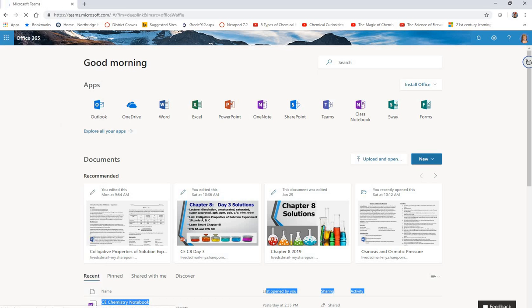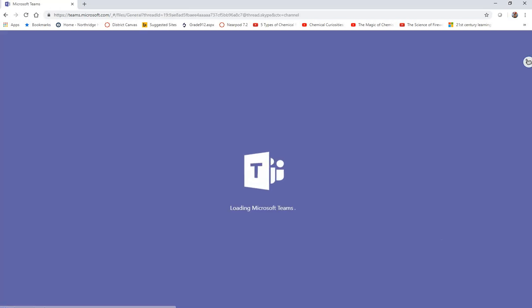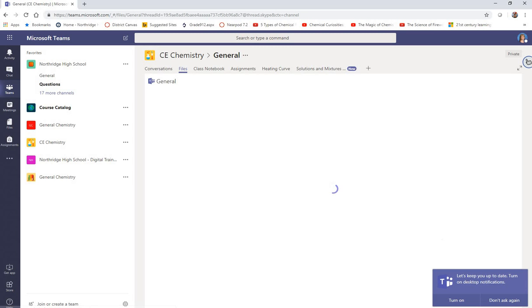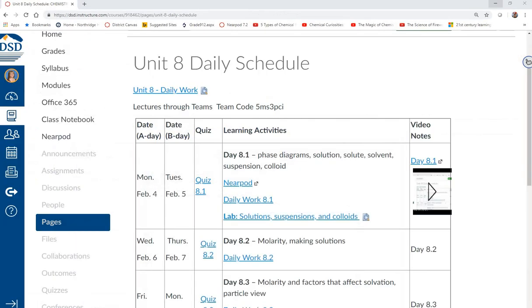Okay? So you click on Teams. And Teams comes up. Hopefully. Takes a minute. Okay, so I have some things up there for you. You won't see things because you haven't joined my team. So let me come back down, and this is me learning too. So I have given you a code right here, 5MS3PCI. That is our team, as general chemistry. So you want to join a team.